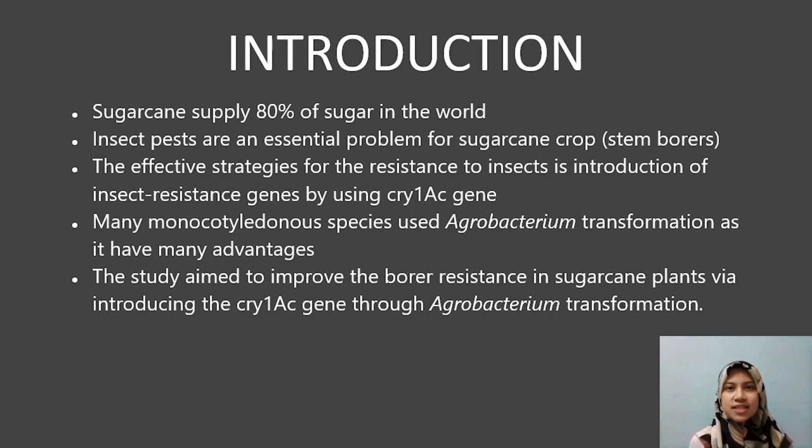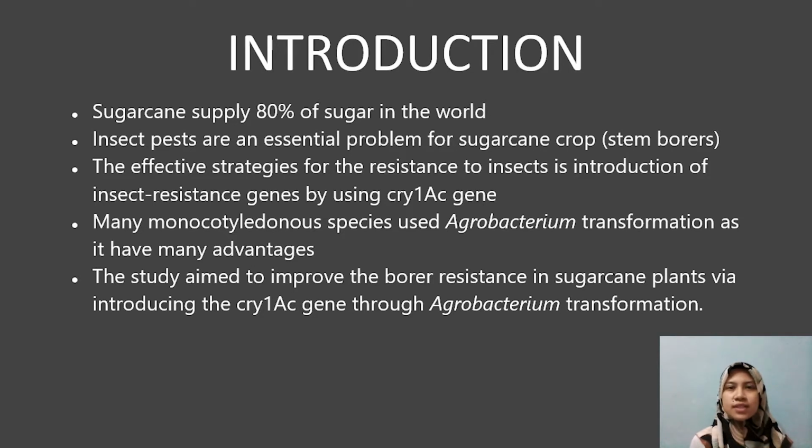My group presentation is about improvements of sugarcane for borer resistance using Agrobacterium mediated transformation of Cry1AC gene. Let's begin with the introduction. As we know, sugarcane is the major supply of sugar in the world. However, insect pests are an essential problem for sugarcane crop.